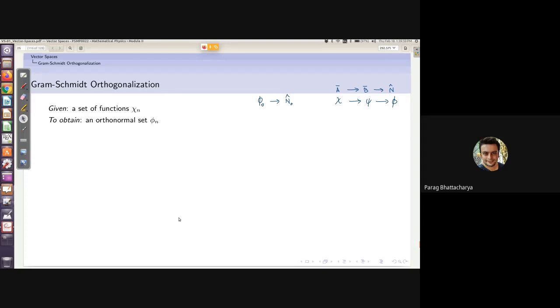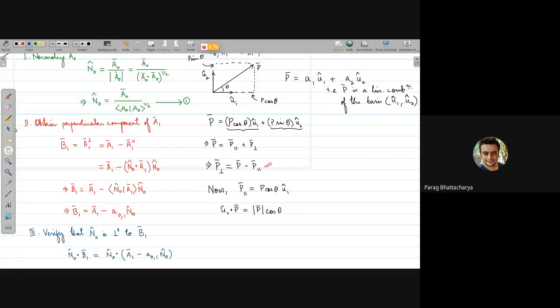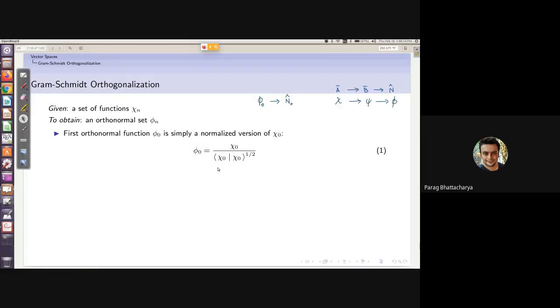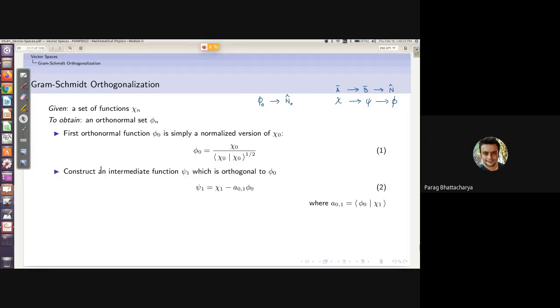So this is the same thing. How did we obtain this? The same way we obtained n naught. We obtained n naught from a0. So similarly, phi naught we obtain from chi 0. Chi 0 is our starting set of functions. Then once we do this, construct an intermediate function psi 1.